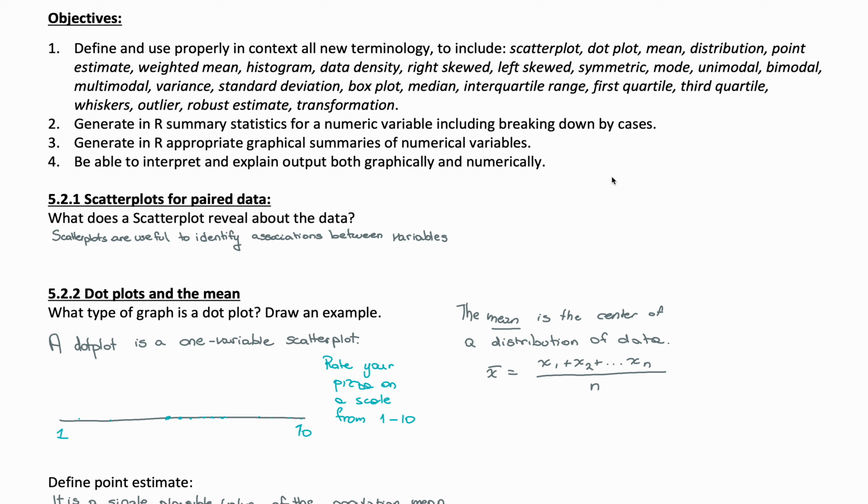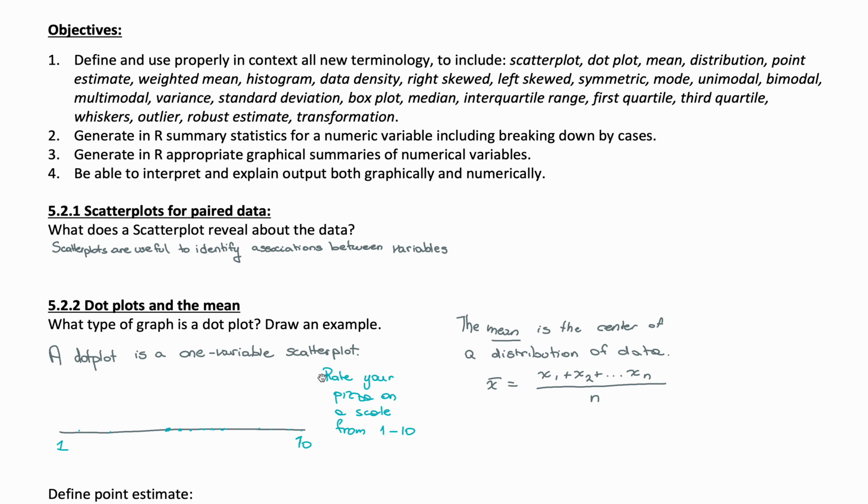What is a dot plot? A dot plot is something like this. It is basically a one-dimensional graph in which the observation or case for a single variable is plotted within the range of that variable. So this would be the range for this particular variable.